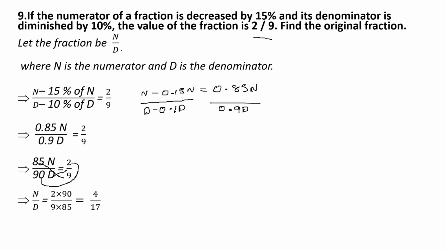So upon cancellation, we get 4 by 17. This is the answer. See, here 9 ones are 9, 9 tens are 90, then 5 twos are 10, 5 17s are 85. So 2 into 2 is 4, and 1 into 17 is 17. So the required fraction, the original fraction, is 4 by 17.